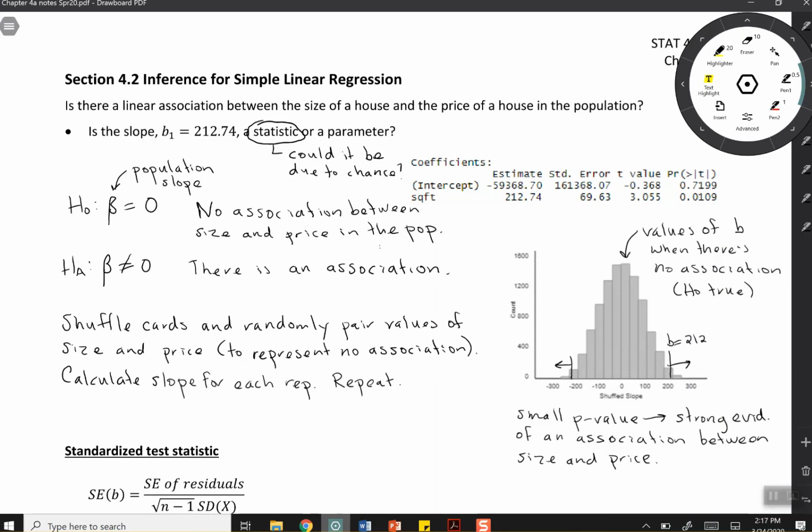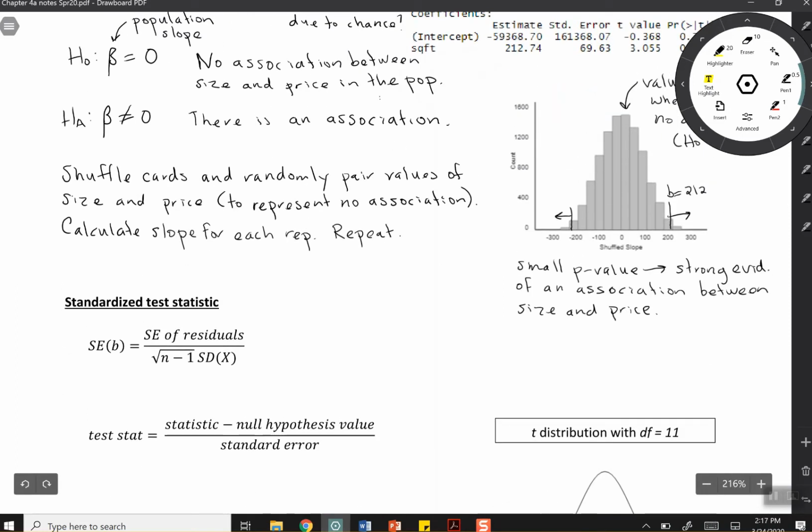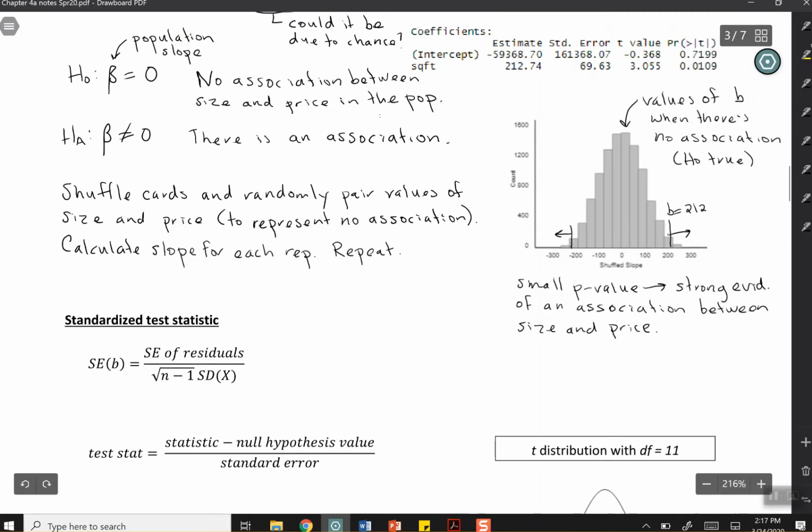Okay, so in our meeting, we talked about how to use simulation to carry out inference for the slope. Now we're going to do a theory-based test. One way that you can see how much the slopes are going to vary from sample to sample is to do a simulation. So that's what we saw here.